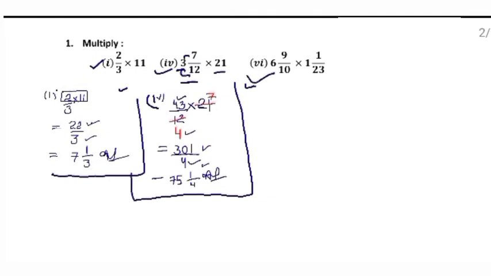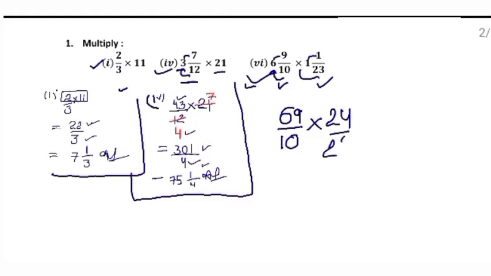Now the next part, sixth part is 6 whole 9 upon 10 multiply 1 whole 1 upon 23. These are in mixed fraction. So firstly you will change it into the improper fraction. How will you change it? Multiply this 10 by 6. Plus 9. 10 6s are 60 plus 9, 69 upon 10. Multiply 23 ones are 23 plus 1, 24 upon 23.